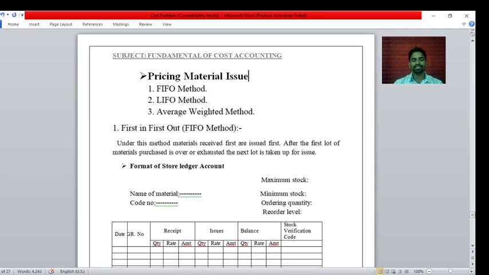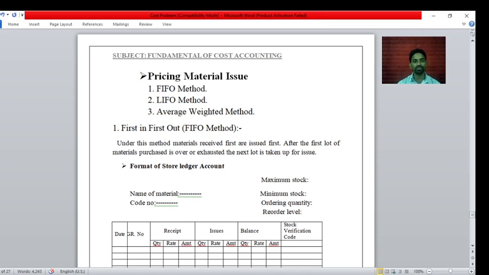Hi students, in the last class we saw the input output methods. Now in this session we will see the pricing material issue. This is one of the techniques of stock control. In this pricing material issue, there are three methods.